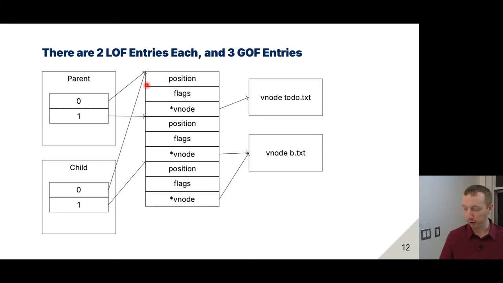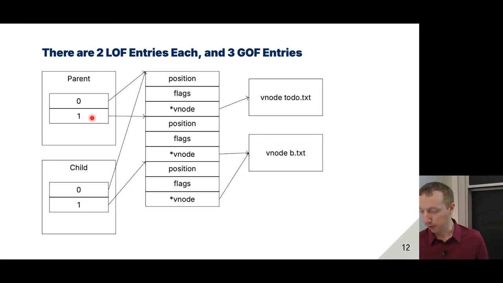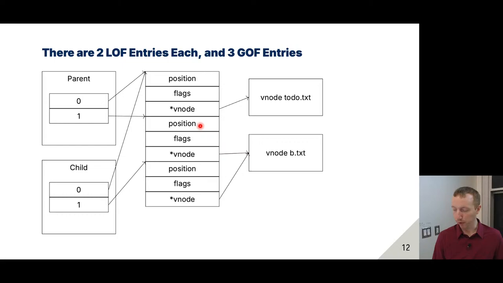And then afterwards, they both independently open b.txt. So let's say the parent ran first. It would get a new entry in the global open file table. So it would have its own position, flags, and vnode that points to b.txt. And then in the child, whenever it executes, that would be a new entry in the global open file table with its own independent position, flags, and vnode. And that vnode points to b.txt.